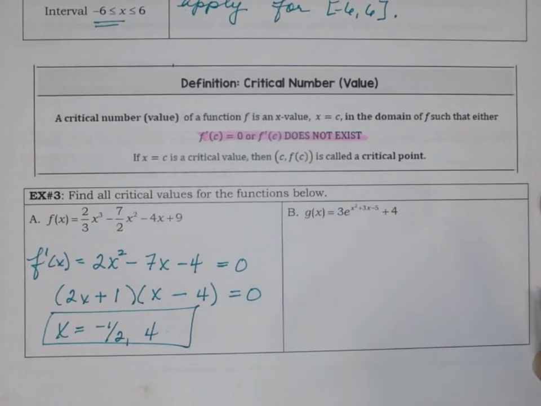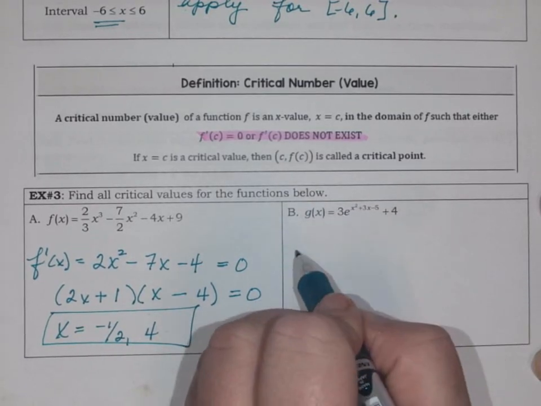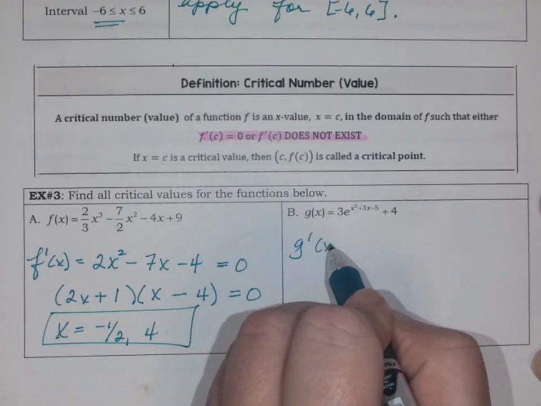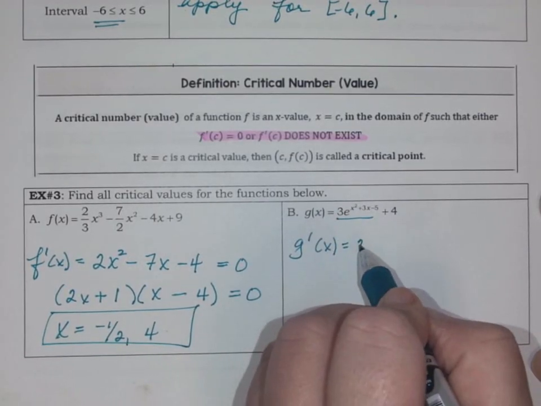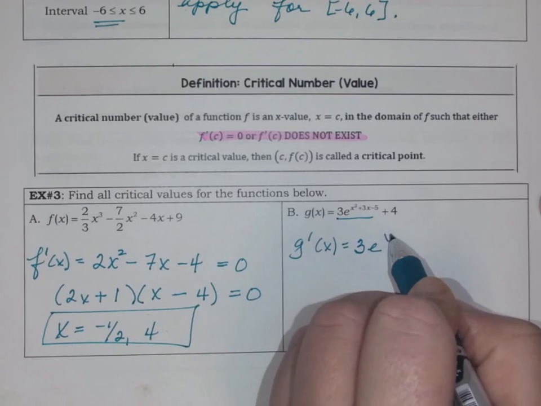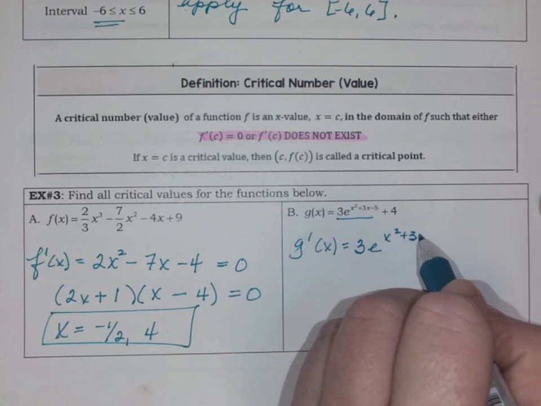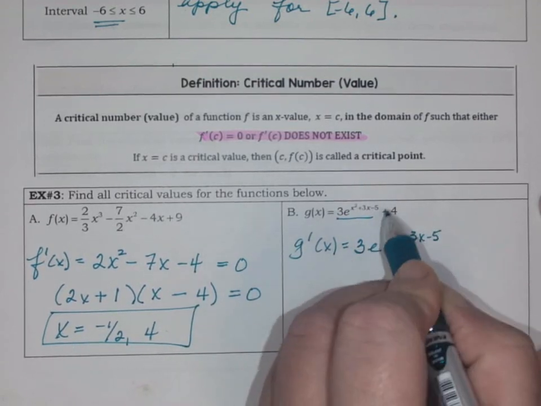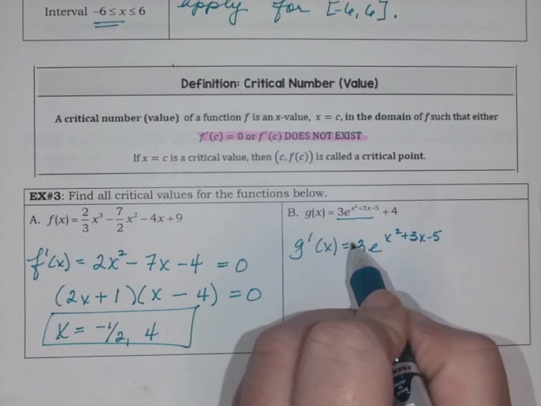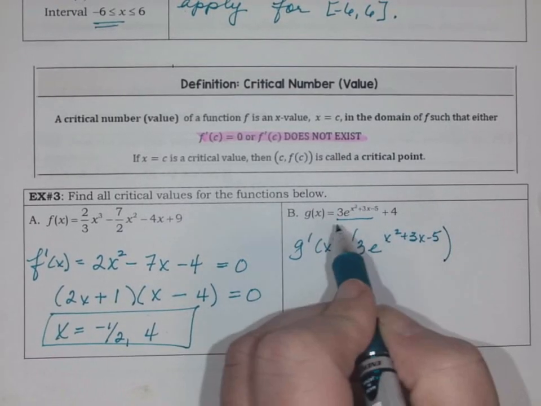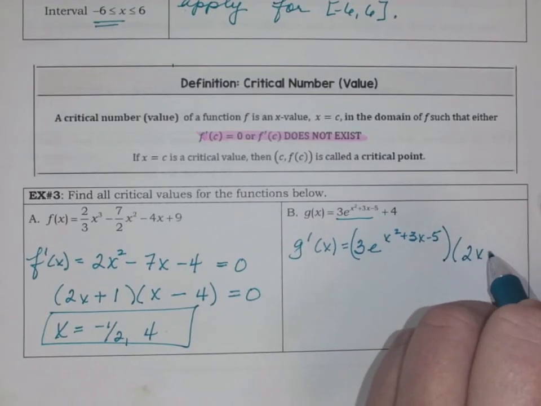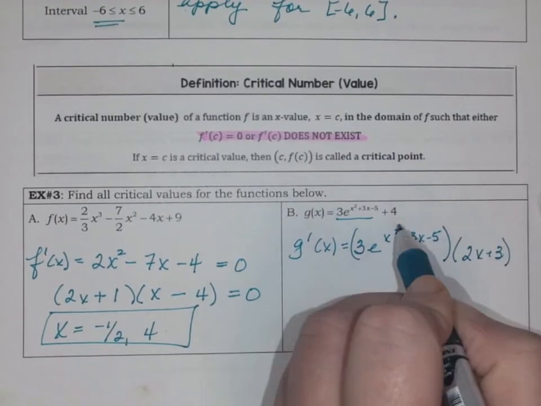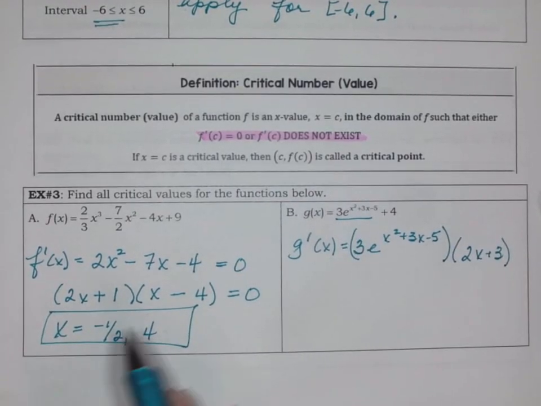All right, on this one, it requires the chain rule. So remember, when we're doing g prime of x, we repeat this guy right here. So we have 3e to the x squared plus 3x minus 5. The derivative of 4 goes, well, and then we need to multiply, hold on just a moment, by the derivative of the inside function, which is 2x plus 3. Then the derivative of 4 goes away.